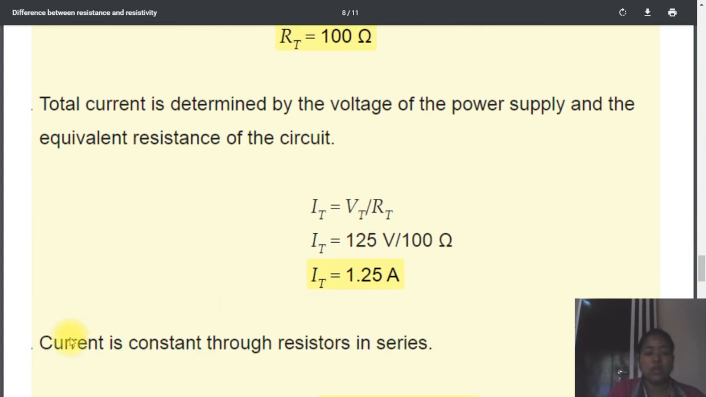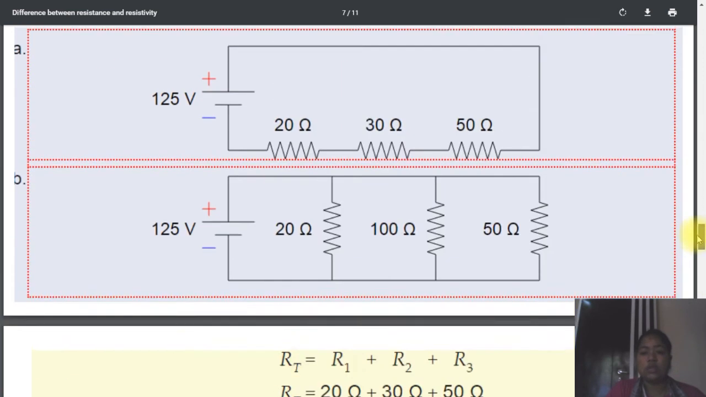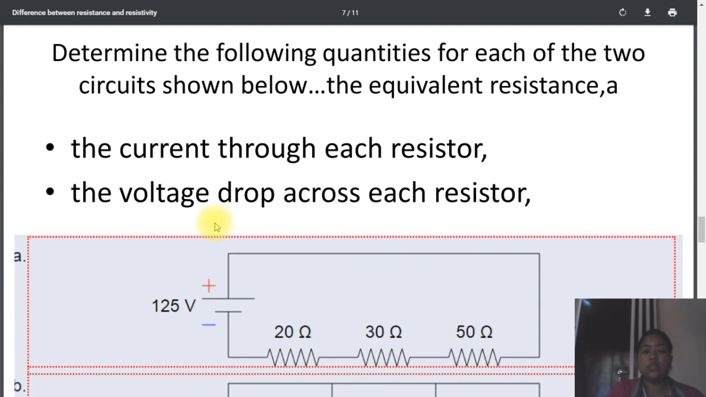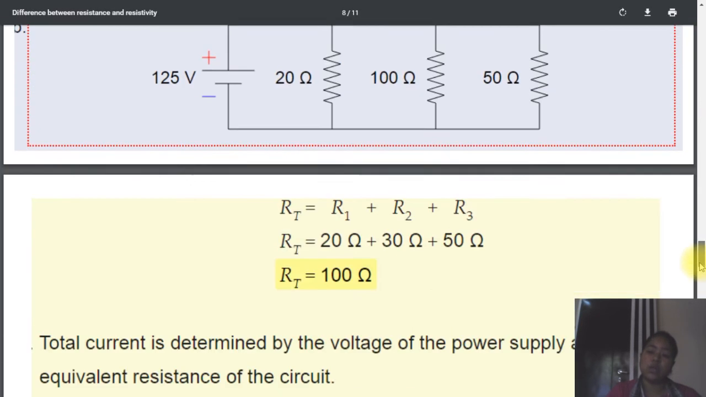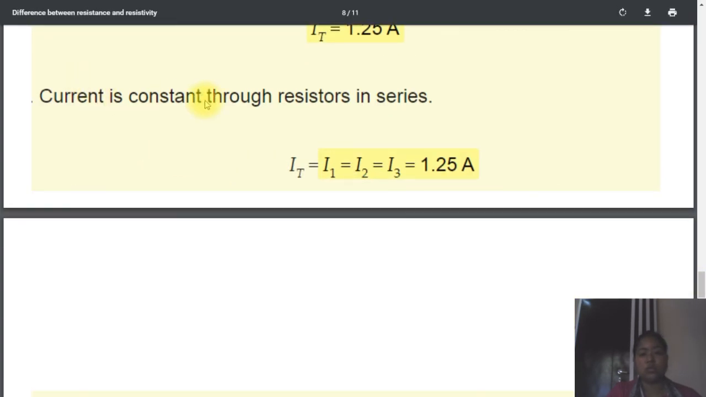Then now the third point, current through each resistor. As by the rules of the series combination, we know that if we have the series combination of the resistors, then the same current will flow through each resistor. That means through this 220 ohm resistor we have 1.25 ampere of the current. Through the 30 ohm resistor we have 1.25 ampere. Through the 50 ohm resistor we have 1.25 ampere. So current will remain the same. Current is constant through each resistor.